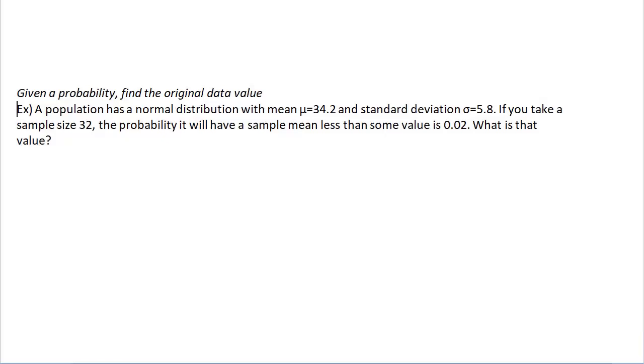First of all, what is this question asking? Well, the question is about a sample mean, so that's x bar is less than some value. I'm just going to put a question mark there. That probability is 0.02. And obviously we're trying to find the question mark, what is that value? So this is the question.